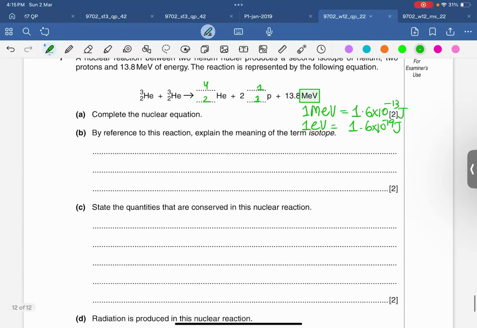Yes sir, I understand. Fine, come forward and read. By reference to this equation, to this reaction, explain the meaning of the term isotope. Isotope. Yes, what do you say?